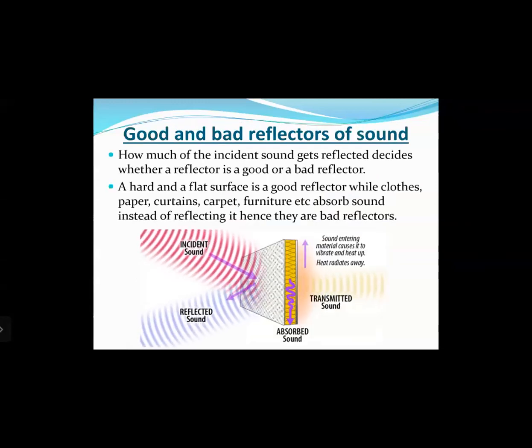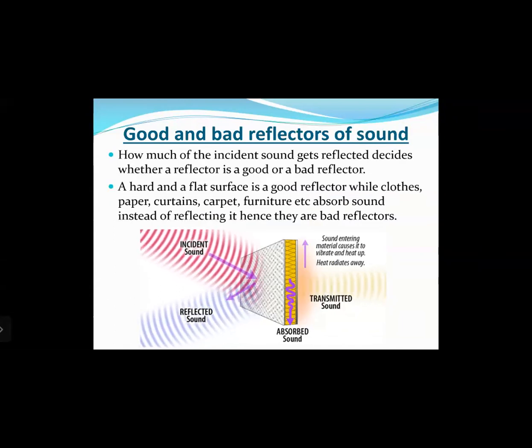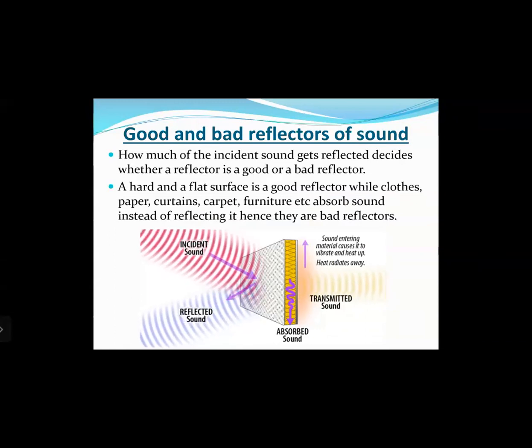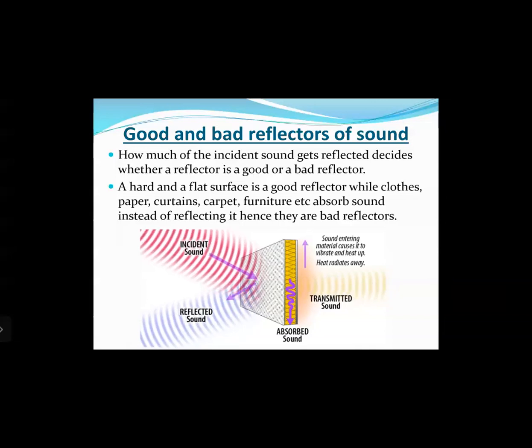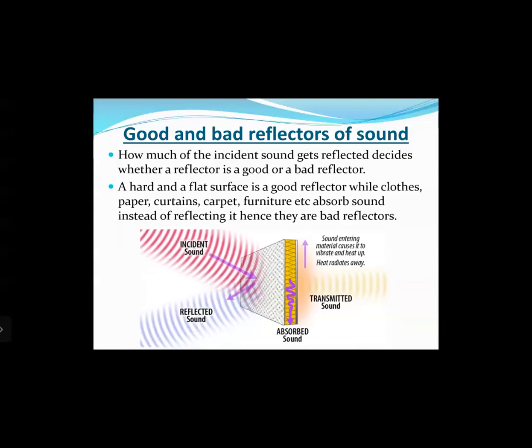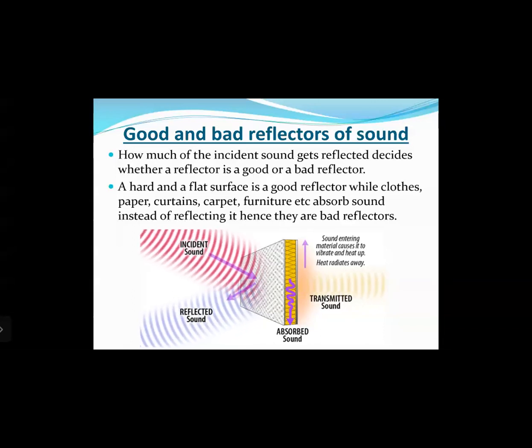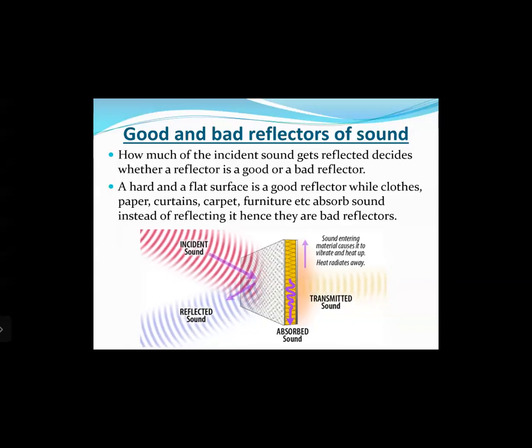Then next we saw the types of reflectors, right? The reflectors of sound are of two types, that is, good and bad reflectors of sound. How much of the incident sound gets reflected decides whether a reflector is a good or a bad reflector. A hard and flat surface is a good reflector, while clothes, paper, curtains, carpet, furniture, etc. absorb sound instead of reflecting it. Hence, they are bad reflectors.